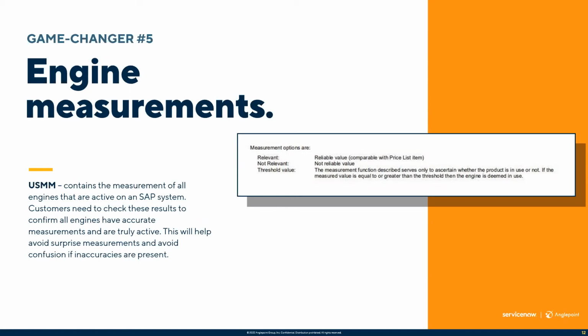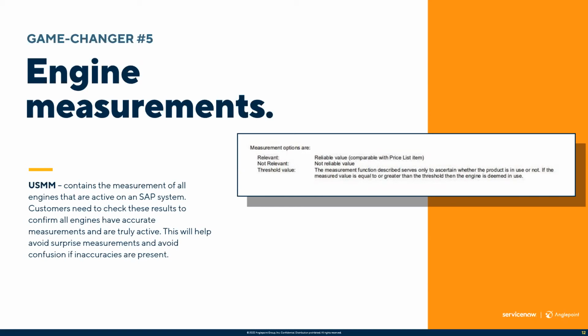SAP has been doing a much better job of updating their USMM functionality so that it's collecting more and more engine measurements. We hear from our customers all the time: we've done this every year, we've never had a compliance issue with our engines, and now all of a sudden the USMM is measuring something new. It's collected this data that it's never collected before. SAP's never asked for it before. And now all of a sudden we're being hit with a compliance finding.